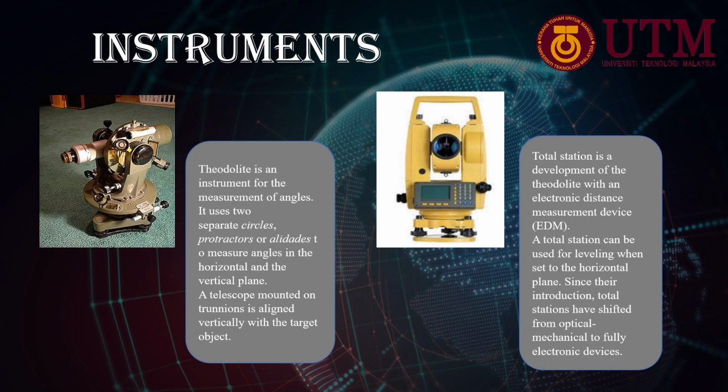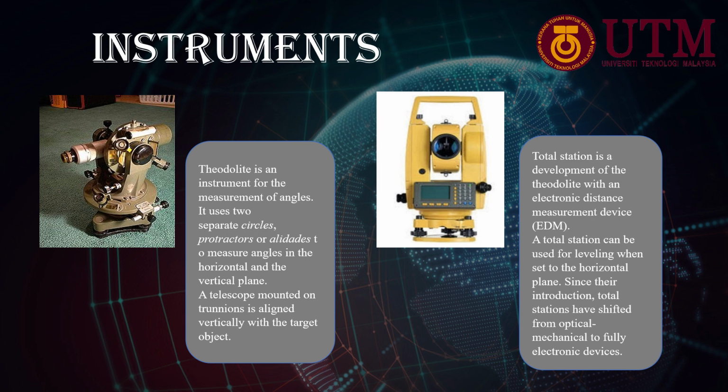Next, instrument, hardware and software. The example instruments used are theodolite and total station. Most instruments screw onto a tripod when in use. Theodolite is an instrument for the measurement of angle. It uses two separate circle protractors or LEDs to measure angle in the horizontal and the vertical plane. A telescope mounted on a trunnion is aligned vertically with the target object.